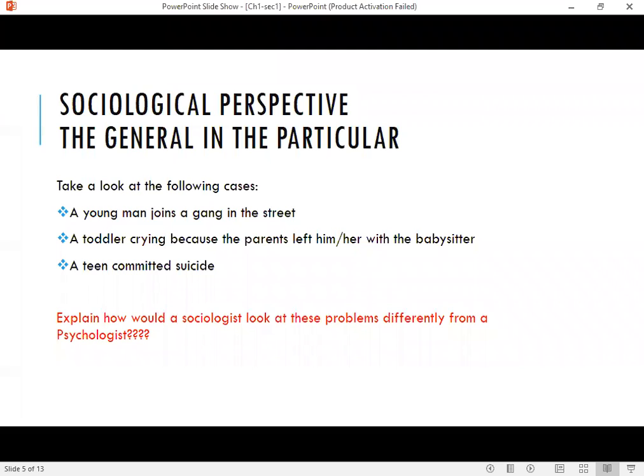Okay? Tell me, how would it differ? If you're a psychologist, what would you study? Or what would you investigate? If you are a sociologist, what would you investigate? A psychologist would study why he joined the gang. I would appreciate if you raise your hand, just like the four who raised their hands.